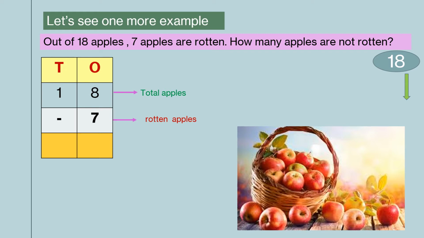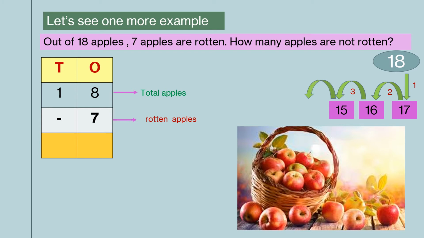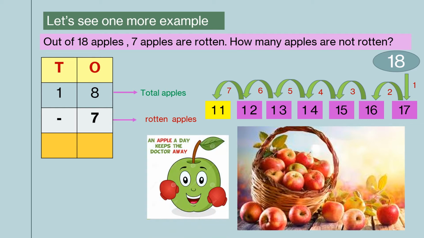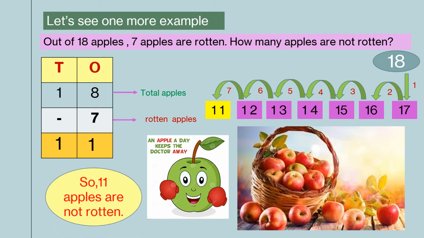So can we count? Yes, so start counting backward from number 17. 17, 16, 15, 14, 13, 12, 11. So after counting 7 backwards, we reach number 11. So the difference between 18 and 7 is 11. So we are left with 11 apples, or we can say that 11 apples are not rotten.